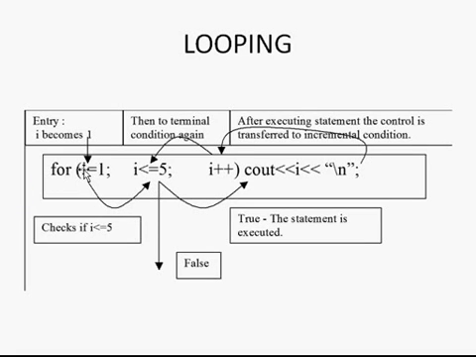So this is the initial condition, I is equal to 1, the entry point, I becomes 1. The terminal condition is I less than or equal to 5. After that it will check whether I is less than or equal to 5. If false, then it will go out of the for loop. If it is true, then it will go to the cout statement, print I, show the value of I on the screen, go back, increment I by 1, and again check if I is less than or equal to 5. Then again if it's true, it will print the value of I. So this is a loop in C.